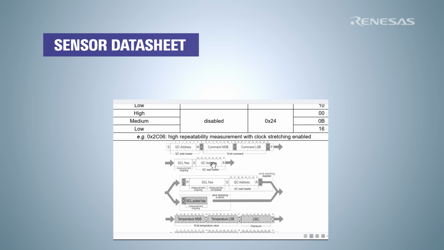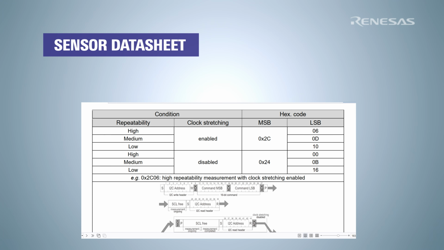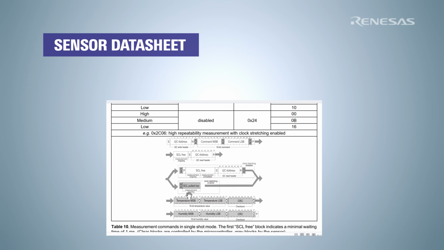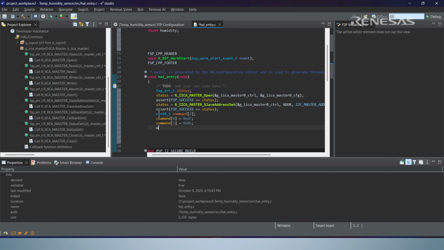According to this datasheet, the 0x2C06 command will enable single shot high repeatability measurement with clock stretching enabled. According to this timing diagram, the sensor will send 6 bytes. The first 2 bytes will be the temperature value, the third one will be the CRC, and the fourth and fifth bytes are for the humidity value, and the sixth byte is again a CRC value.